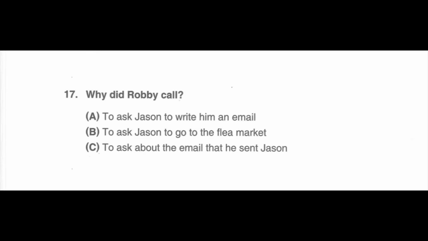Why did Robbie call? A. To ask Jason to write him an email. B. To ask Jason to go to the flea market. C. To ask about the email that he sent Jason.